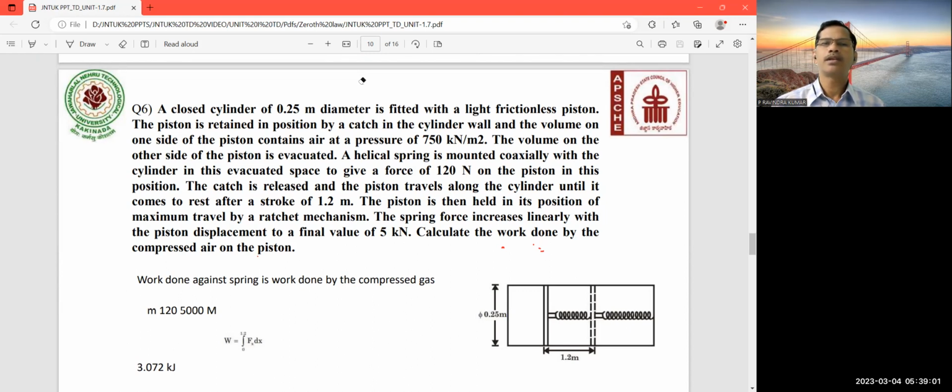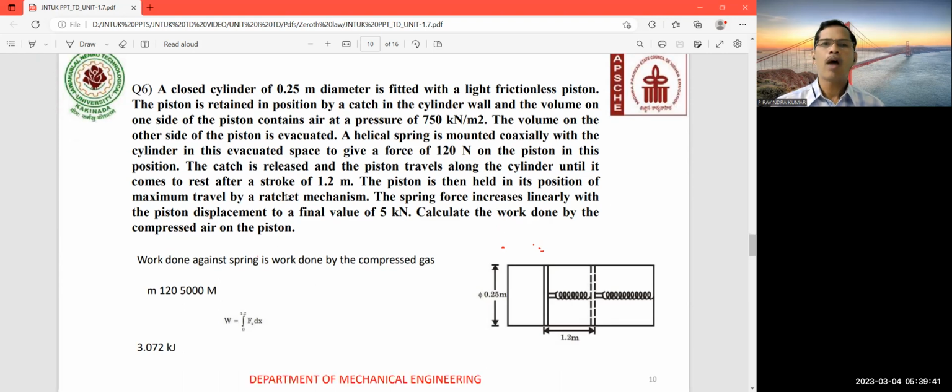The catch is released, and the piston travels along the cylinder until it comes to rest after a stroke of 1.2 meter. The piston is then held in its position of maximum travel by a ratchet mechanism. The spring force increases linearly with the piston displacement to the final value of 5 kilonewton. Calculate the work done by the compressed air on the piston.